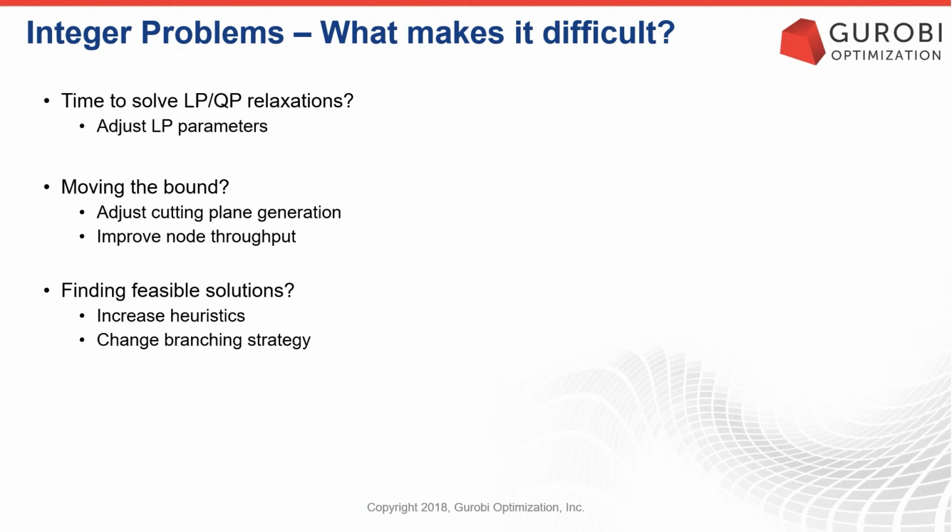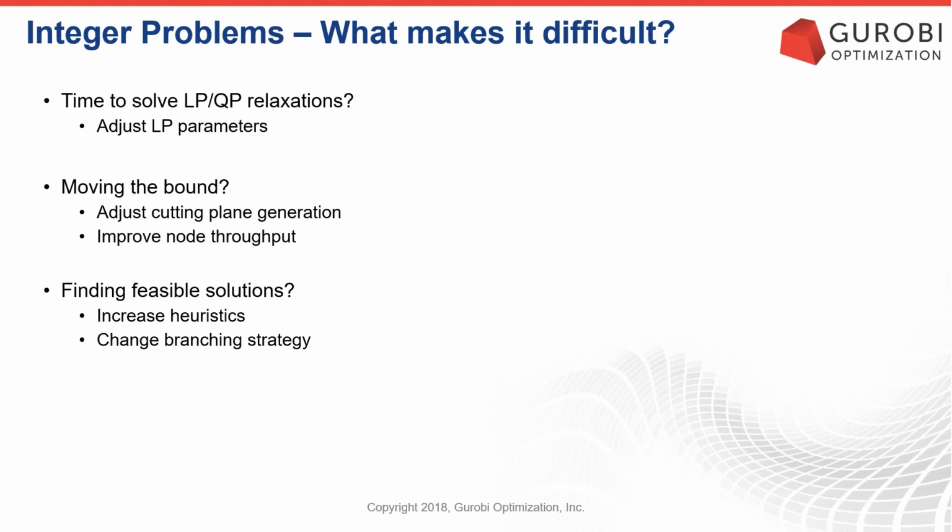Sometimes it's difficult to move the bound. In order to reduce the MIP gap, of course, you're looking for better feasible solutions, but you also want to prove optimality. You want to move the bound closer. In a situation like that, for example, you can adjust the cutting plane generation, because that might take a lot of time, and sometimes the bound only moves slowly. So sometimes it's a good idea to adjust these parameters. Moving the bound also means you have to process a lot of nodes.